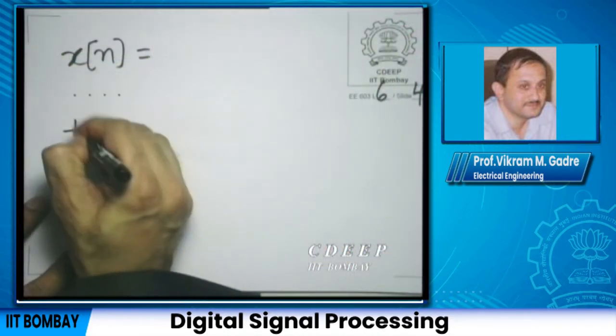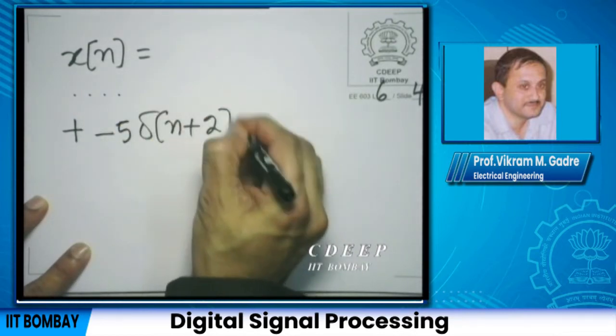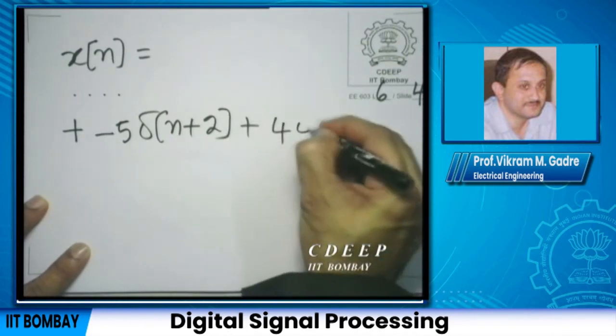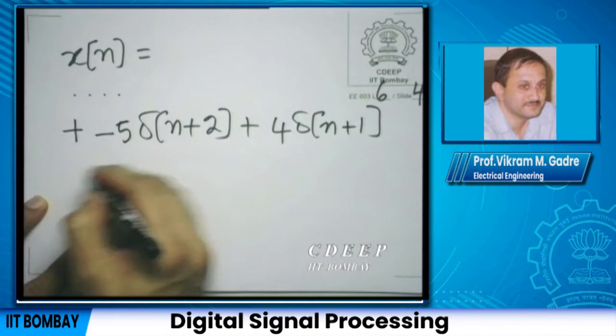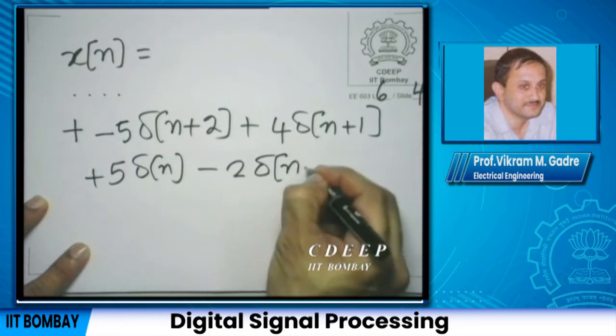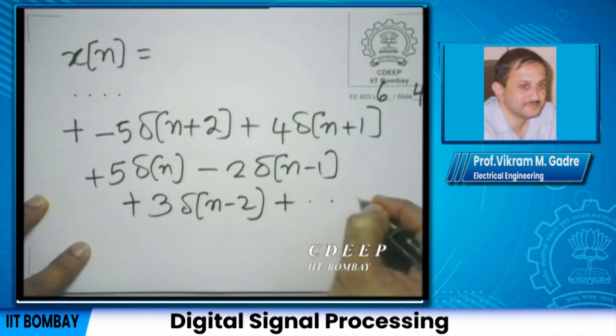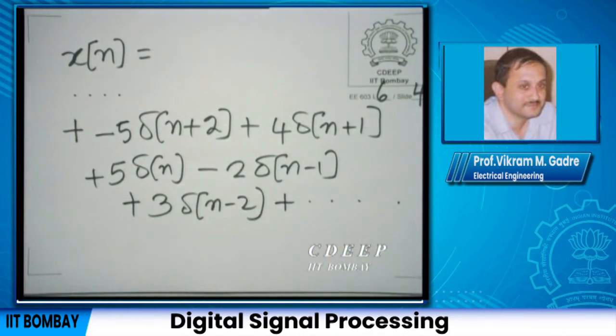So, we make the remark that this x n can be written as, together with many other things, minus 5 delta n plus 2 plus 4 delta n plus 1 plus 5 delta n minus 2 delta n minus 1 plus 3 delta n minus 2 and of course many other things.